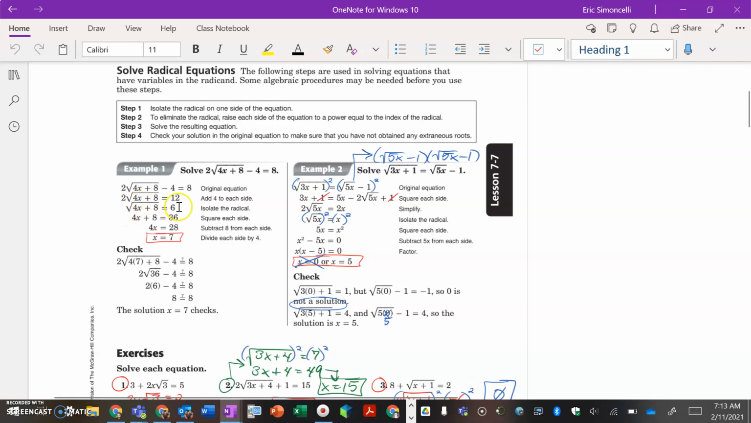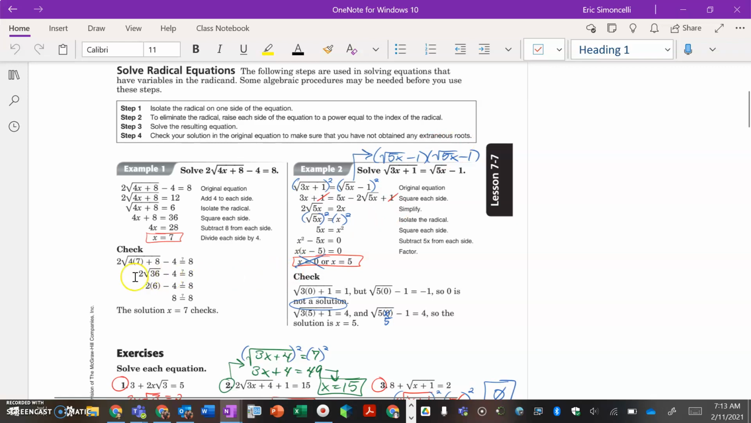So if we square both sides, it ends up simply being 4x plus 8, and of course 6 squared, 36. Next, you're going to be solving in step 3. Subtract 8, 28, divide by 4, and there you have x equals 7. Step 4 is actually more important than you could imagine here, checking your solution. The reason is that you may have something called extraneous roots, in other words, solutions that technically don't work. That may happen on these.